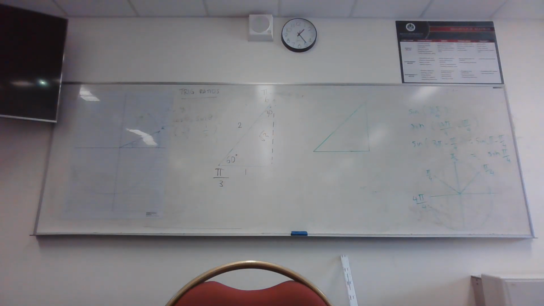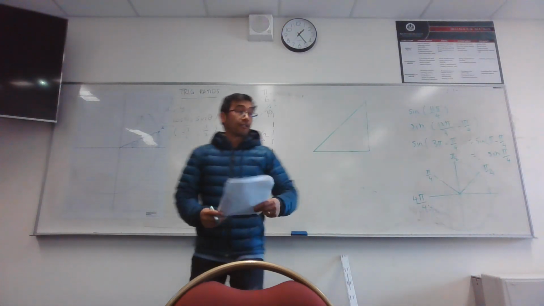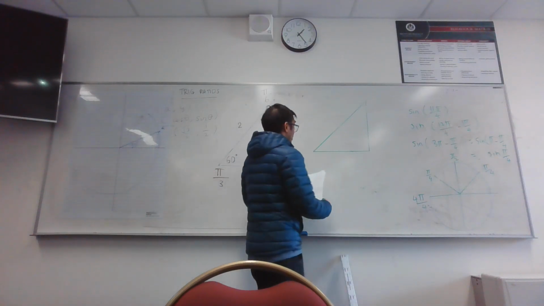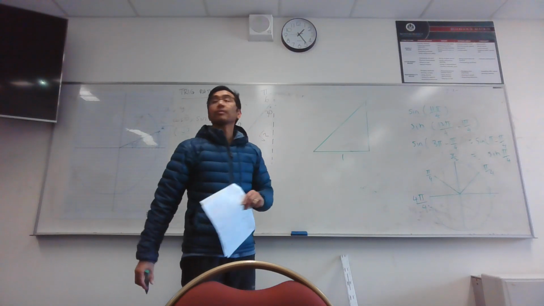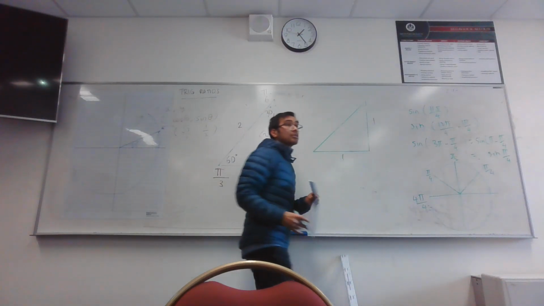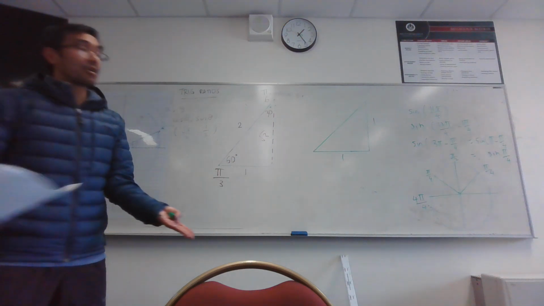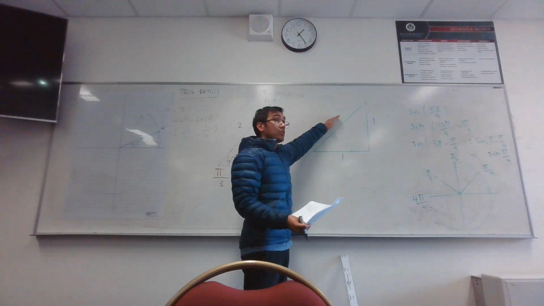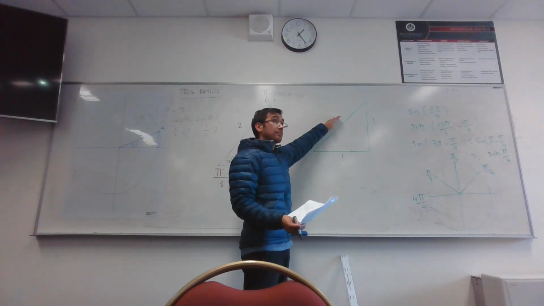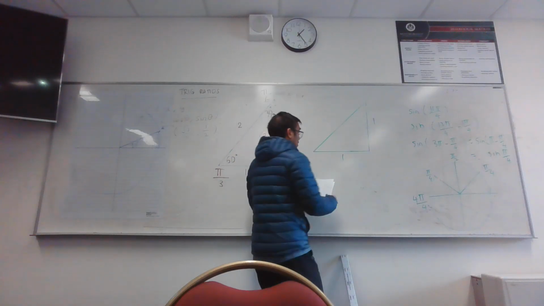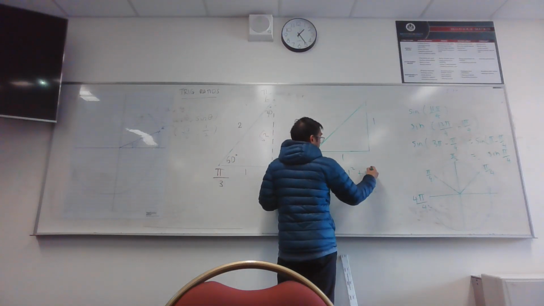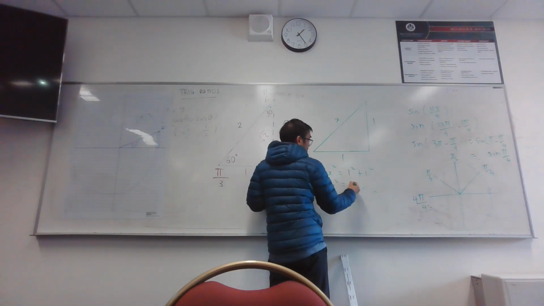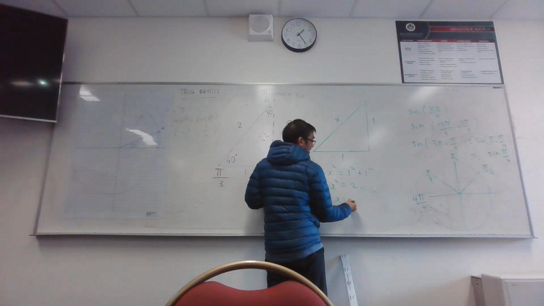Now, this is what happens. If I start here and I go across 1, and then I go up to 1, I create a triangle. The base and the height are both 1. What are we going to use to get a hypotenuse? 1 squared plus 1 squared equals our x. What's our final answer? It's not 2. It's root 2.